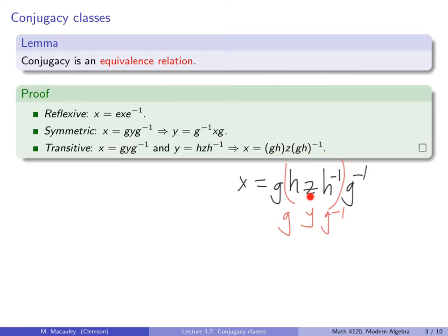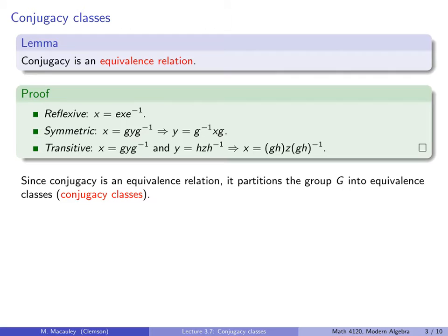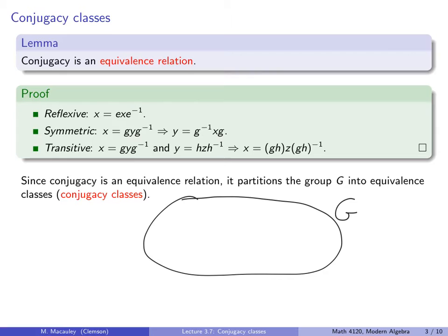Since conjugacy is an equivalence relation, it partitions the group G into equivalence classes, and we call these conjugacy classes. Now, this happens not just for conjugacy classes, but for any equivalence relation. Anytime you have an equivalence relation on a set, let's call that set G for a group, then the equivalence classes partition the set. And why is that? Well, just take your favorite element, let's call it x, and say, what things are you equivalent to? That's going to be some subset. Take something that's not in that subset, call it y, and say, what things are you equivalent to? And that's going to be some other subset.